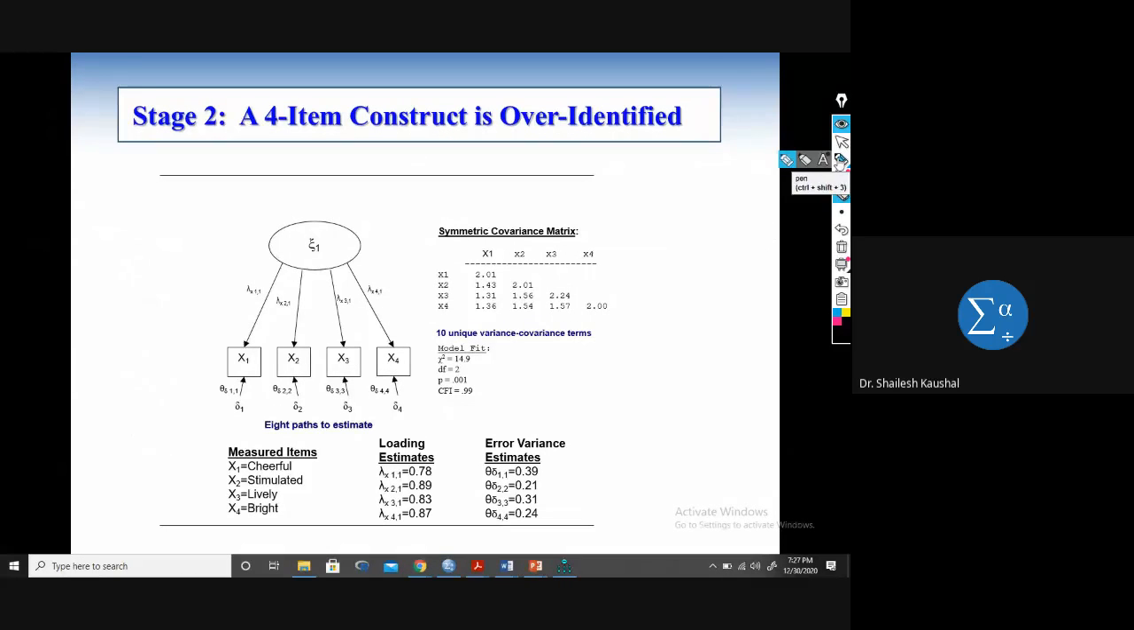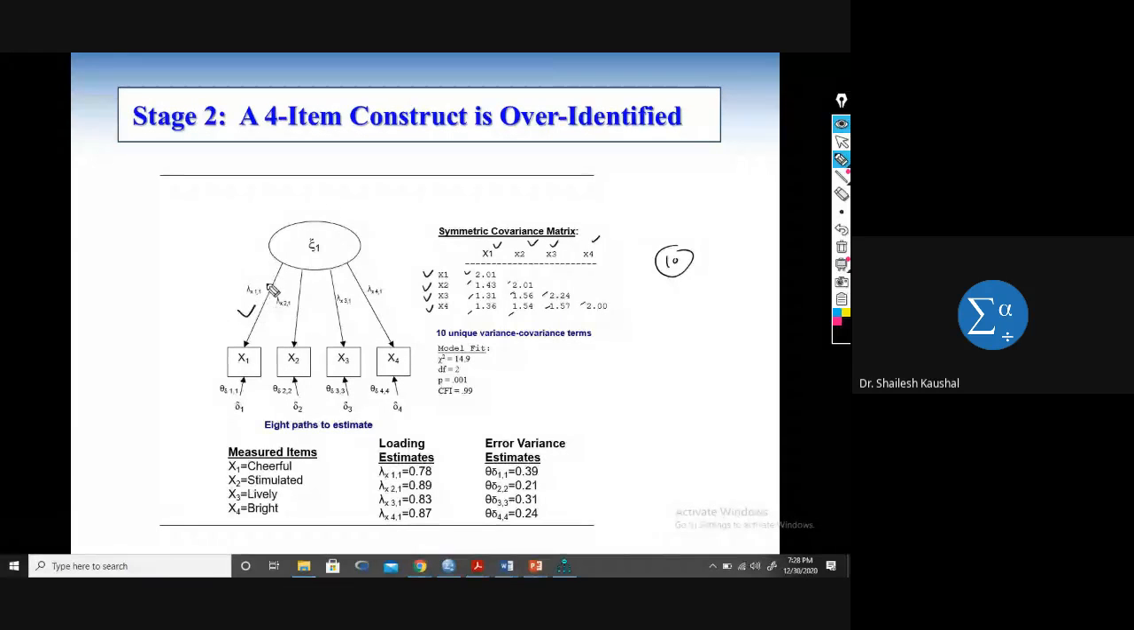Now here we can see this symmetric matrix. If we are taking 4 variables, 1, 2, 3, 4, and here vertically 1, 2, 3, 4, this is a symmetric matrix. So how many elements are here? 1, 2, 3, 4, 5, 6, 7, 8, 9, 10. Ten elements. And how many parameters are here?